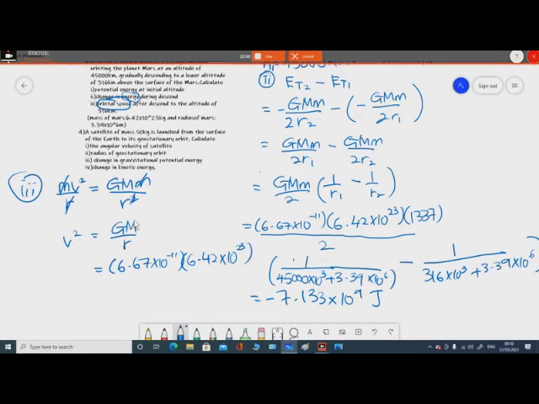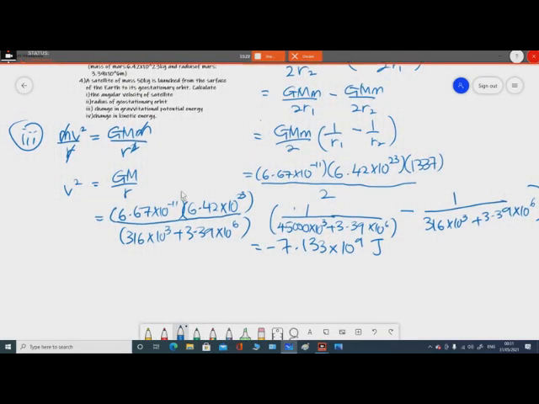So the radius of the satellite's orbit is the altitude, 316 times 10 to the power of 3, plus the radius of Mars. Oops, 6.42 is the mass, this one is the radius. So the radius of Mars is 3.39 times 10 to the power of 6. Okay, let me drag down.